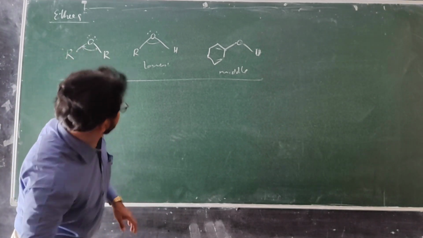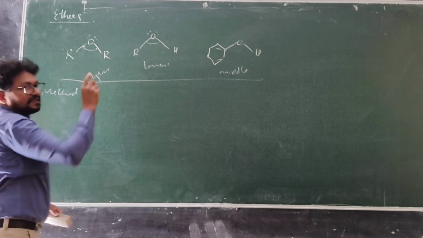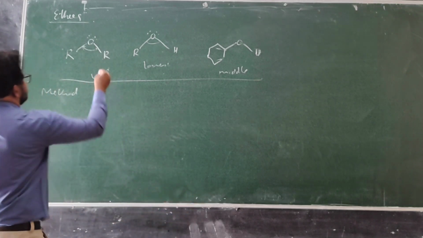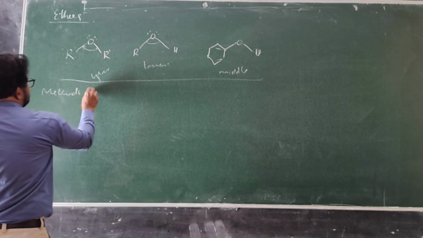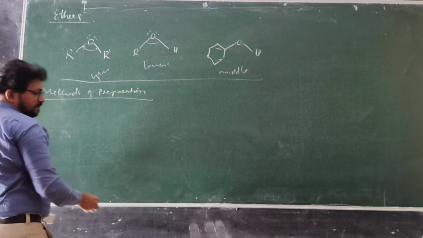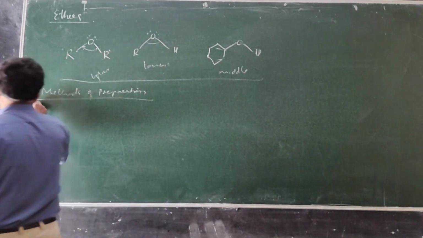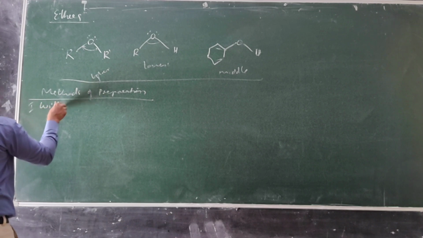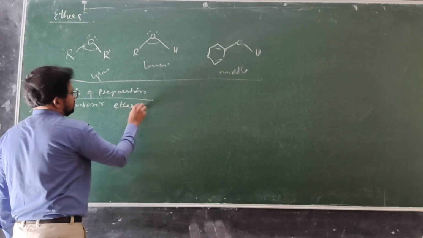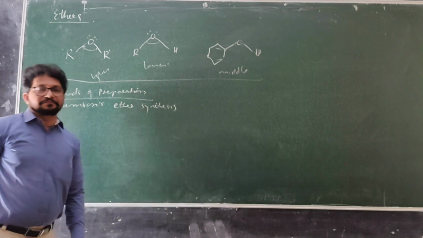Now, under ethers, what you are learning is methods of preparation. If R and R are the same, it is a symmetric ether; if R and R dash are different, it is an unsymmetrical ether. A very familiar method is Williamson's ether synthesis, one of the most famous methods, which is used to synthesize ether.